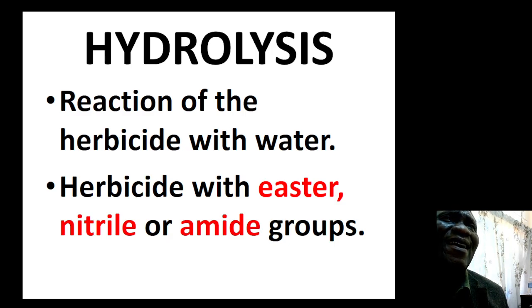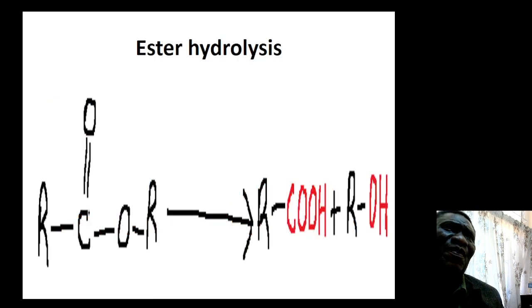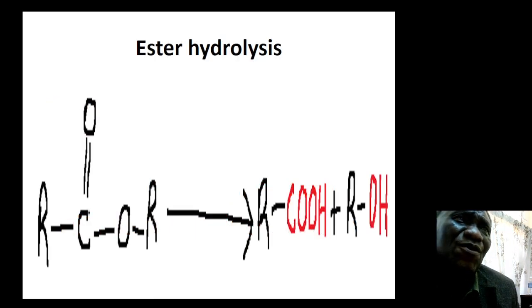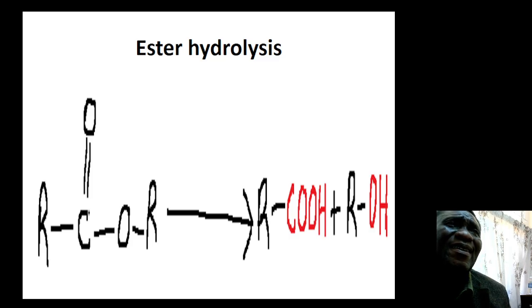Hydrolysis, the reaction of the herbicide with water. Here you have ester or amide groups which participate in this reaction. It could be nitrile or amide. So this is the structure of an ester. You've got two R's there. Then in between you've got the carbon C attached to oxygen, then to another oxygen with a double bond. This can split into an acid and an alcohol, indicated in red. Ester hydrolysis.